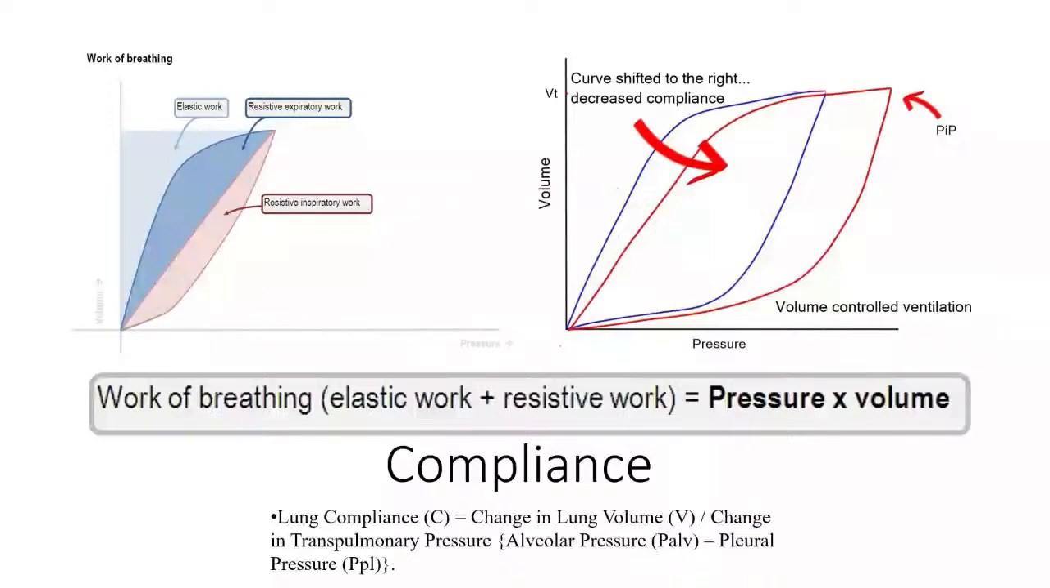How are we doing on time? We're good. Okay.